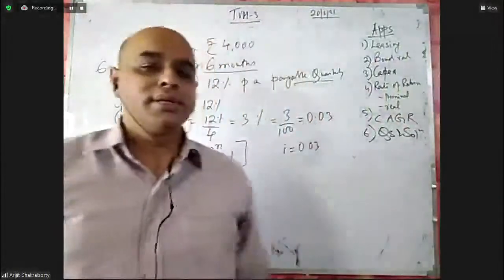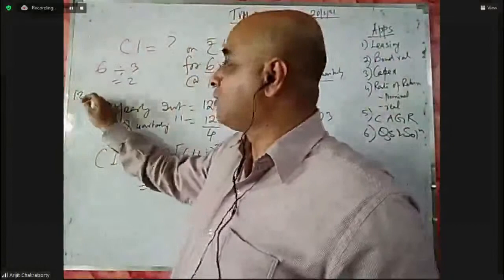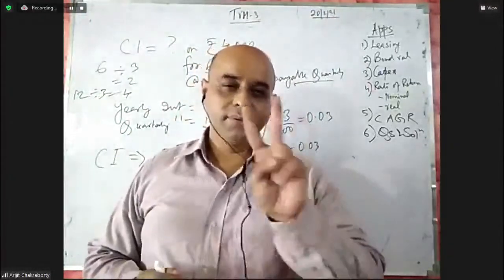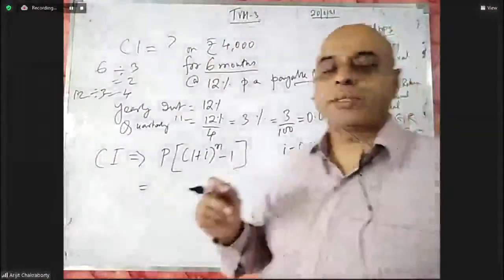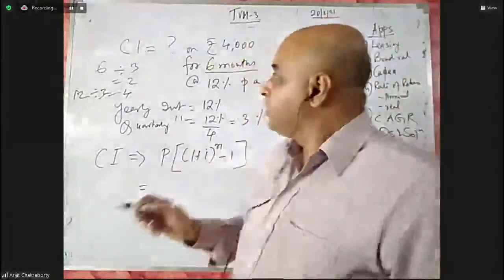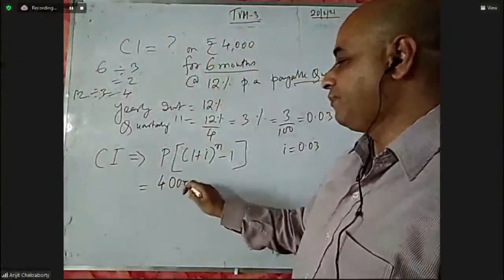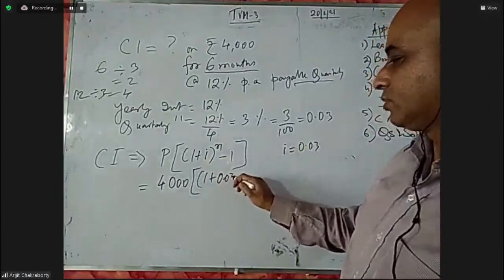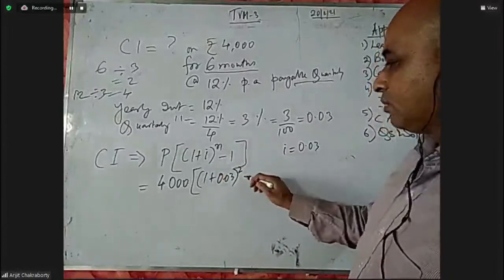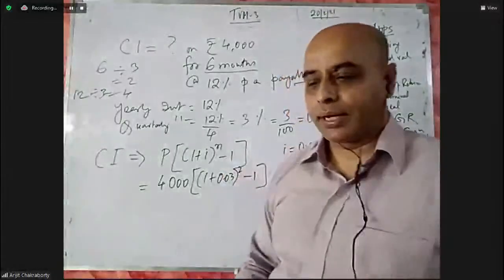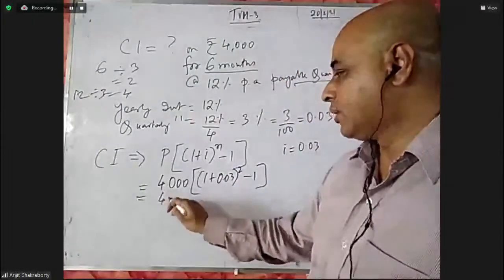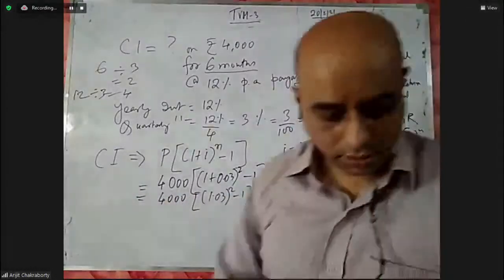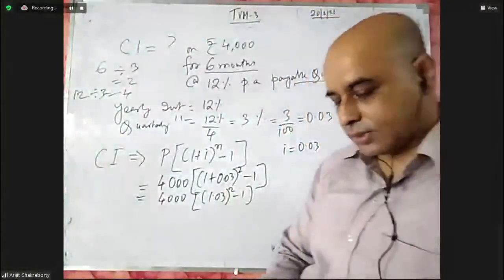If it was mentioned over 1 year, then it would have been how much? 12 divided by 3. So n would have been equal to 4. But in this problem, my dear friends, n comes to 2. So let me put n equal to 2 and see what result I'm going to get. Now, principal, you know P, what is P? 4,000. I'll write 4,000 here. And 1 plus i. i is how much? 0.03. So I am writing 0.03. n is 2. So square minus 1. Right? So let us solve it and see. So we have 4,000 times 1.03 squared minus 1. Let me use my calculator and see what I get.